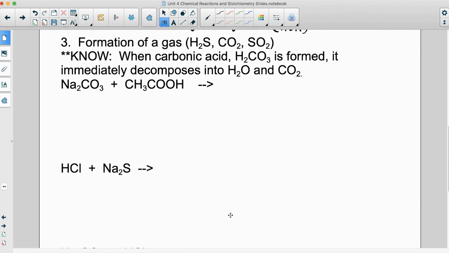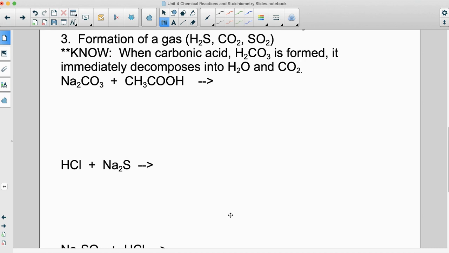The third type of double replacement, these are kind of specialty gas formation reactions. This you have to know, okay? Carbonic acid, when it's formed, will immediately decompose into H2O and CO2. It does not like to stick around. It just breaks up and separates into these two things. So here we have a double replacement.